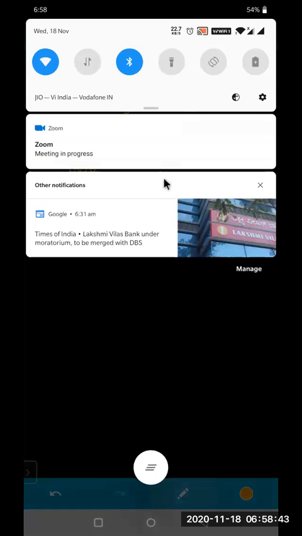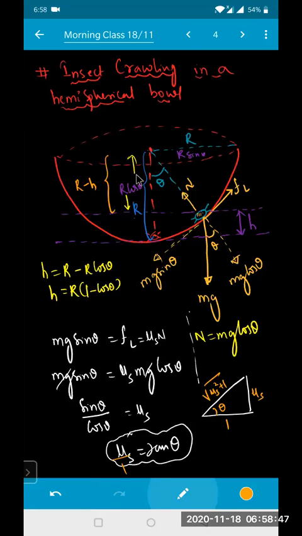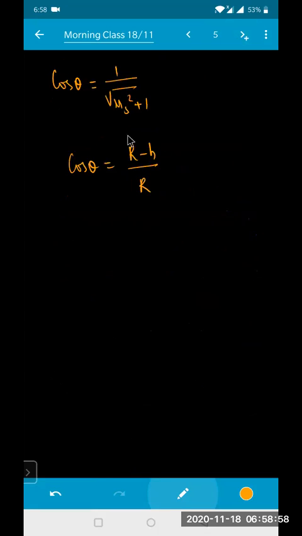See the diagram. This is your R, and cos theta is nothing but R minus h, and this one is nothing but the total R. So I can write cos theta is also equal to R minus h by R, or else I can write this as 1 minus h by R.